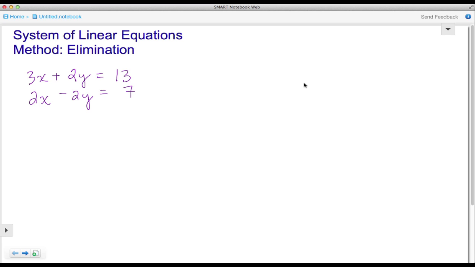So here we have 3x plus 2y is equal to 13 for the first equation, and 2x minus 2y is equal to 7 for the second equation. Notice that in this example, it's much easier to eliminate the y than it is to eliminate the x. If you notice, we have coefficients of positive 2 and negative 2. So we begin by just adding these two equations together.